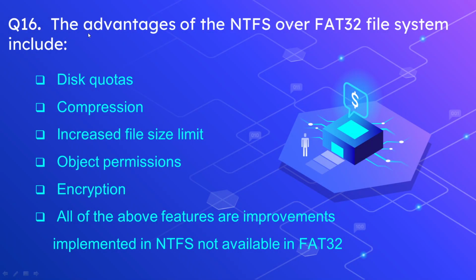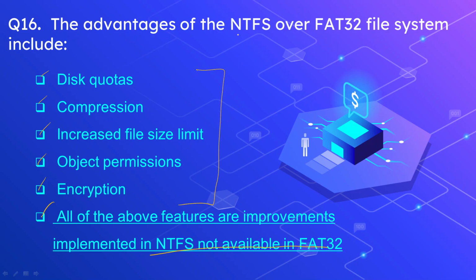Question number 16 is that the advantage of the NTFS over FAT32 file system include. The options are disk quota, compressions, increased file size limit, object permissions, encryption, or all of the above features are improvement implemented in NTFS that are not available in FAT32. And the correct option is all of the above. So these all are the improvement of NTFS over FAT32.